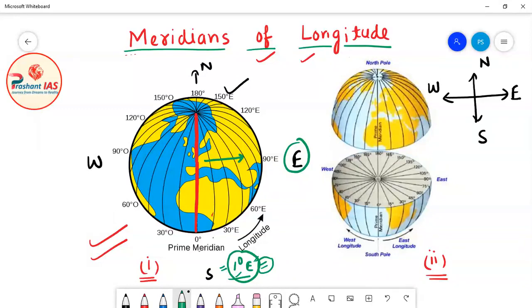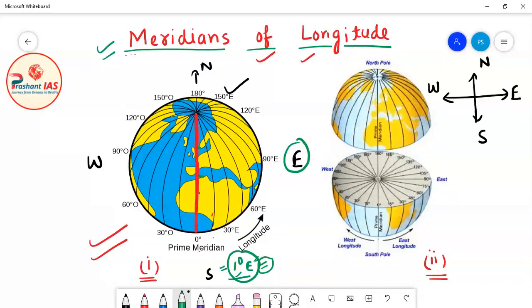And when we are saying 1 degree east meridian of longitude, it means that it is a semicircle running from the north pole to the south pole, which is lying to the east of the prime meridian, and it is connecting all the longitudes whose measurement is 1 degree. So this is the meaning of 1 degree longitude and 1 degree meridian of longitude.